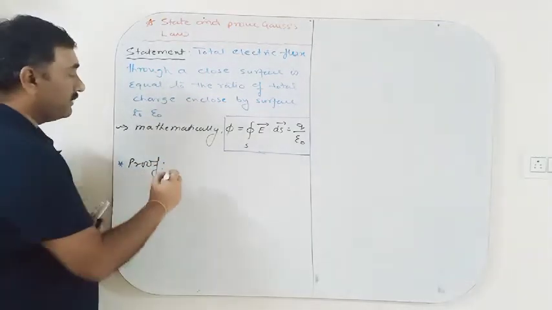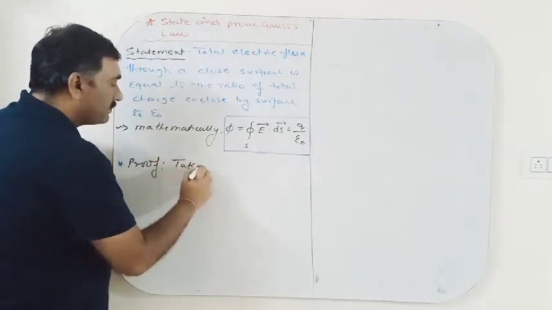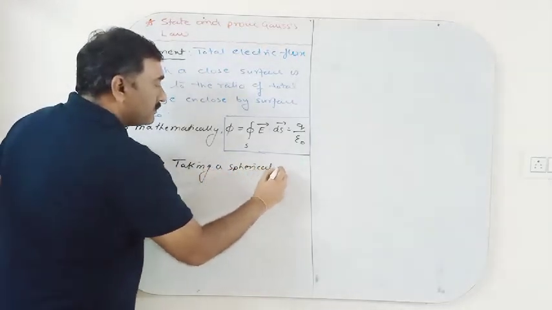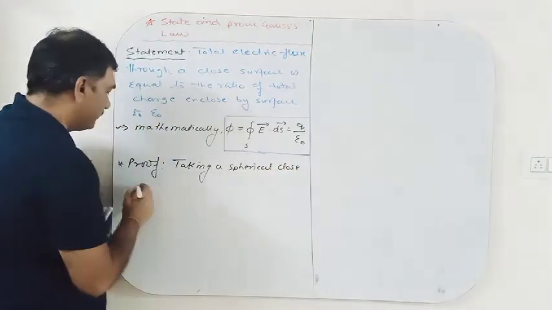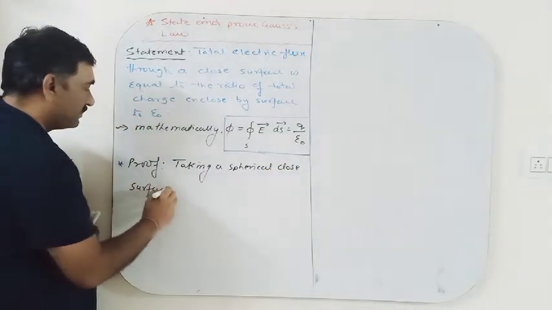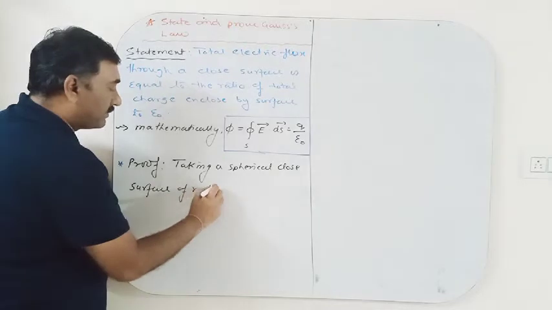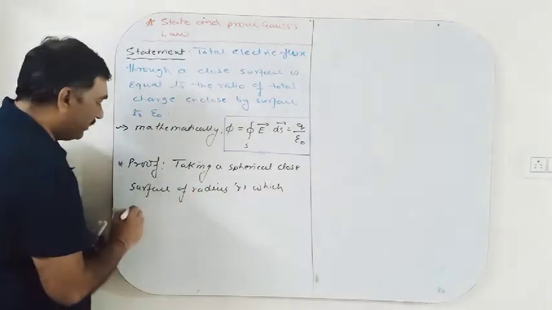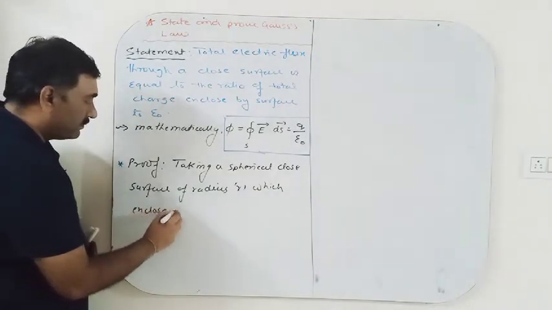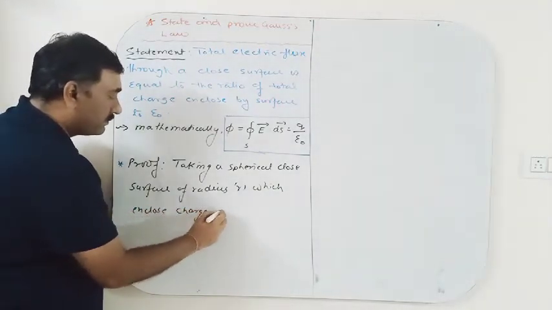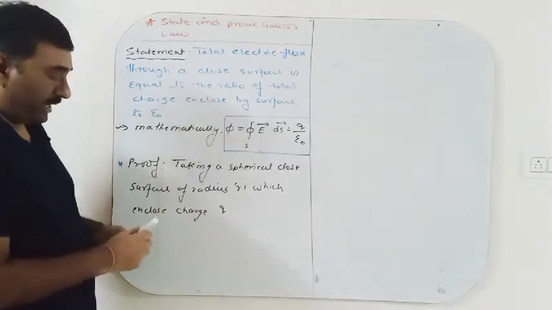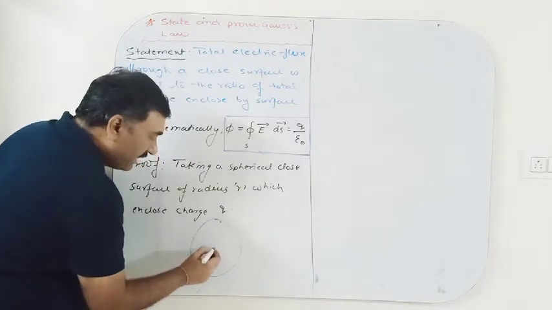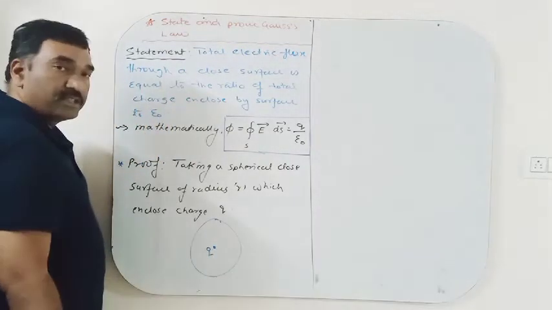To prove this, we are taking a spherical closed surface of radius r which encloses an electric charge q. So here we have a closed surface, and at the center of the surface we are taking a charge q.